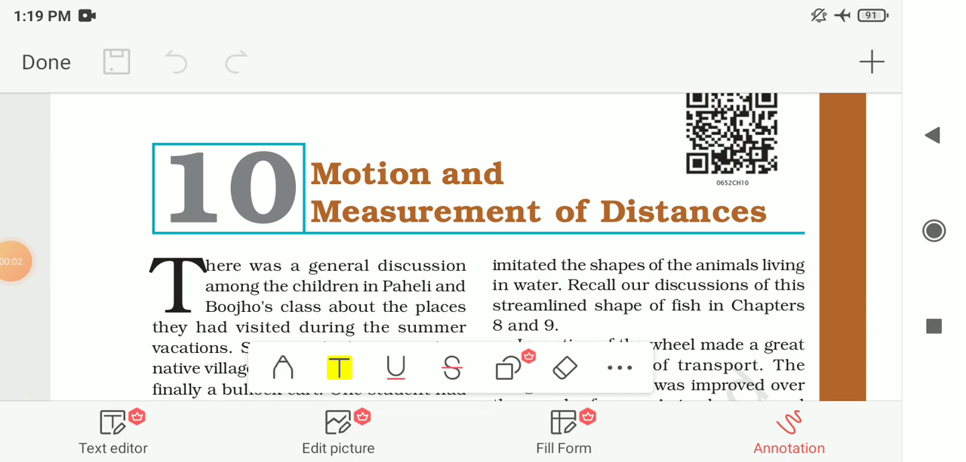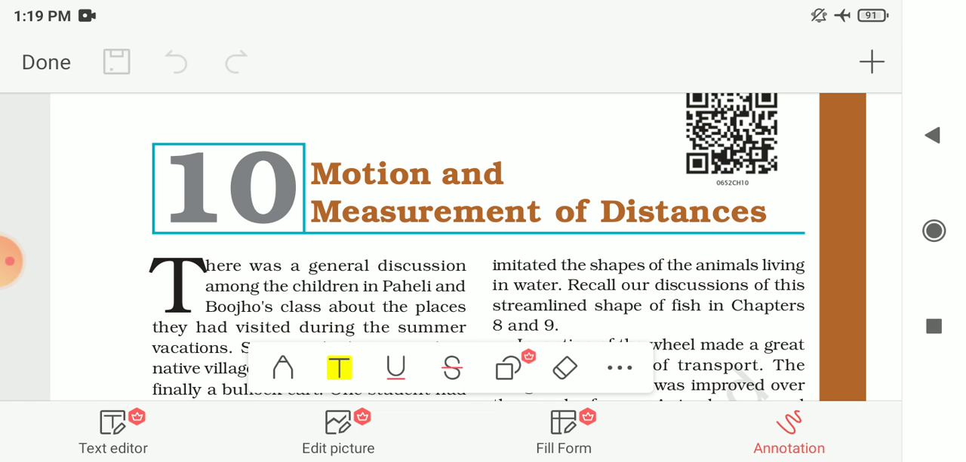Hello students, in this video we are going to study the remaining part of chapter number 10. The chapter name is Motion and Measurement of Distance. Class 6, Subject Science, NCERT.